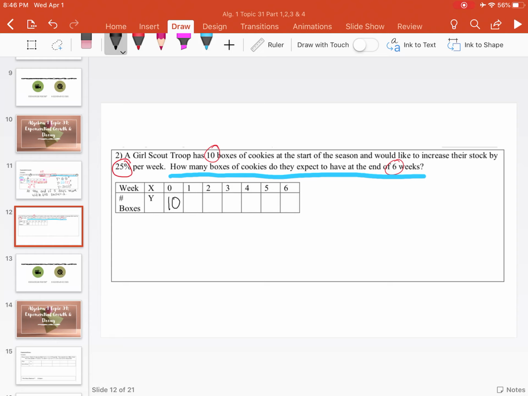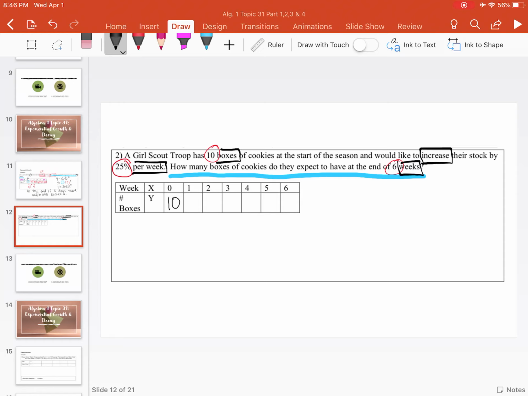And let's see, box important words. So they have boxes of cookies. They would like to increase their stock by 25% per week. So how many cookies will they have at the end of our 6 weeks? So here, our measurement of time is we're dealing with weeks.